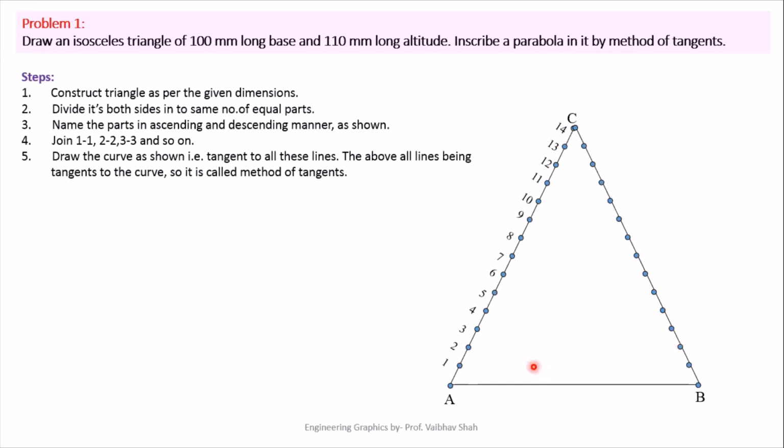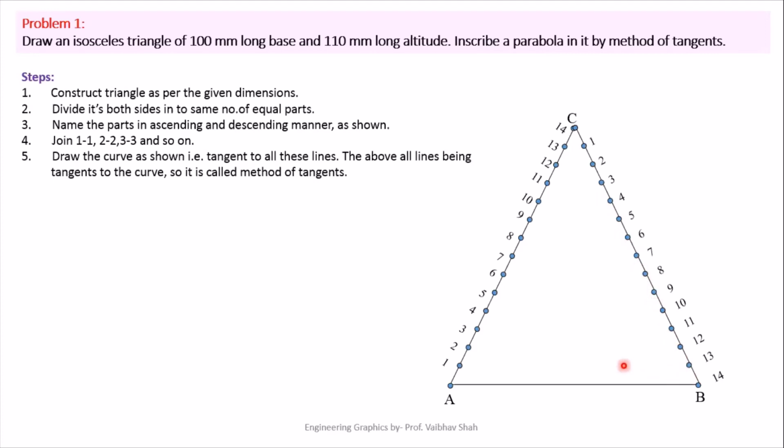After dividing these parts, the main thing is to give numbering. If you give the wrong numbering pattern, you will get a wrong curve. So mind that your numbering pattern is very important in this tangent method. So let us observe this numbering pattern. We'll start numbering from this point A as 0, 1, 2, 3, 4, 5, 6, 7, 8, 9, 10, 11, 12, 13 and 14. Now for this line we will start numbering from this point C as 0, then 1, 2, 3, 4, 5, 6, 7, 8, 9, 10, 11, 12, 13, 14.